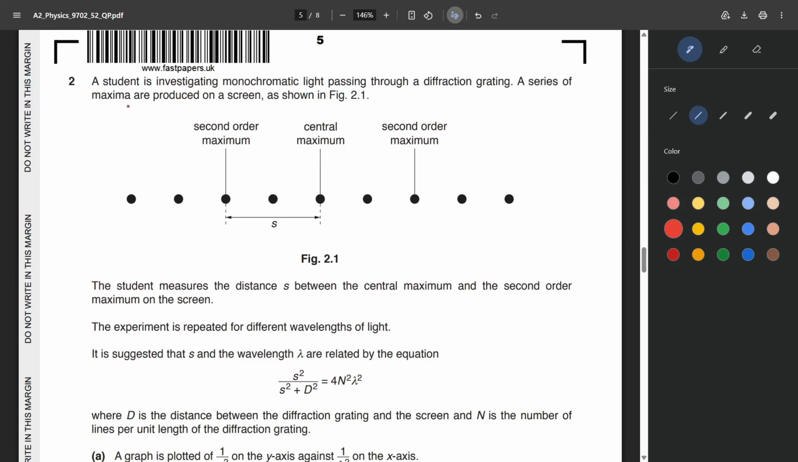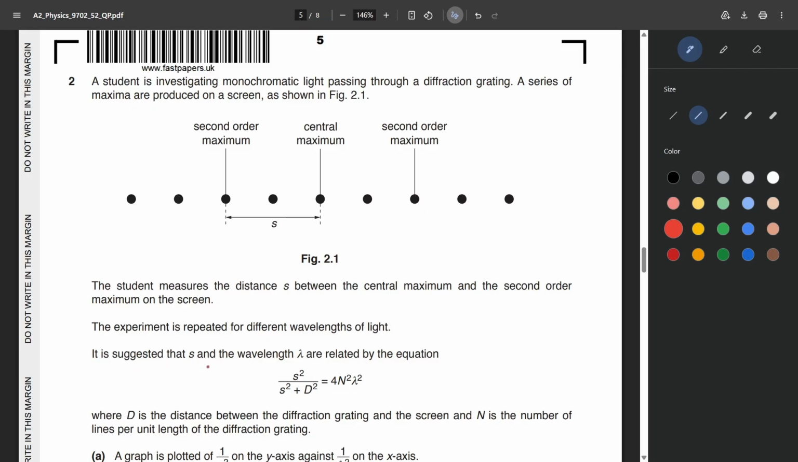Okay, on to question number 2. A student is investigating monochromatic light passing through a diffraction grating. A series of maxima are produced on the screen as shown in figure 2.1 over here. Student measures the distance s between the central maximum and the second order maximum on the screen. The experiment is repeated for different wavelengths of light.